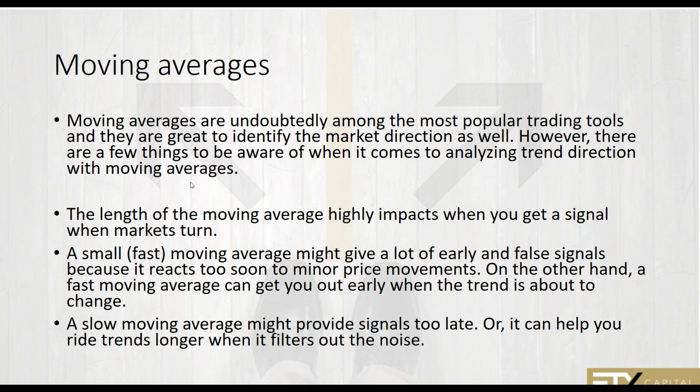Since we're only using it to identify the direction of the market, and we're not using it to make trade decisions, a moving average works perfectly for identifying the trend of the markets. So a small, or what we call fast, moving average might give a lot of early false signals because it reacts too soon to minor price movements. On the other hand, a fast moving average can get you out early when the trend is about to change. A slow moving average might provide signals too late or can help you trade the trend longer.